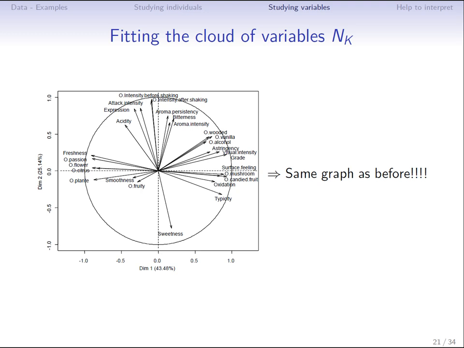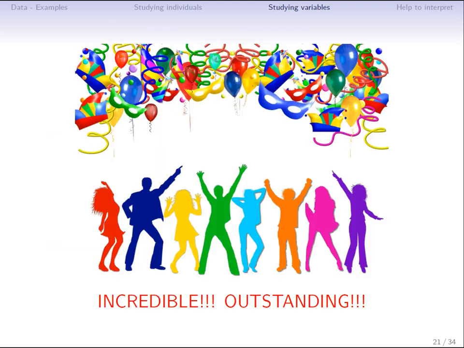Earlier, we had built a representation of variables to help us interpret the cloud of individuals. And then, when I built the best representation to see the cloud of variables, I find the same representation again. So that's a little magic. It's amazing.